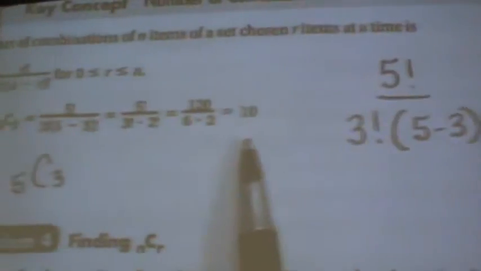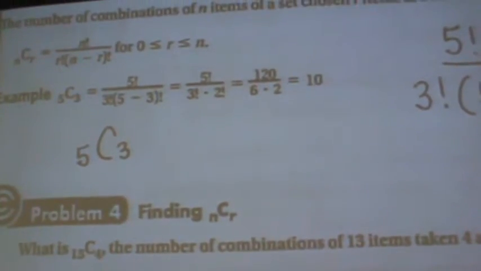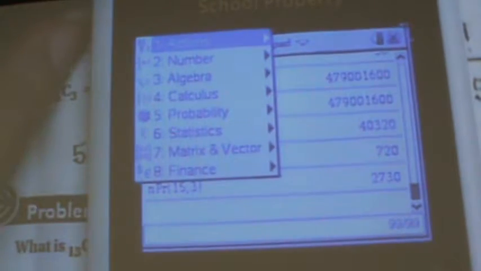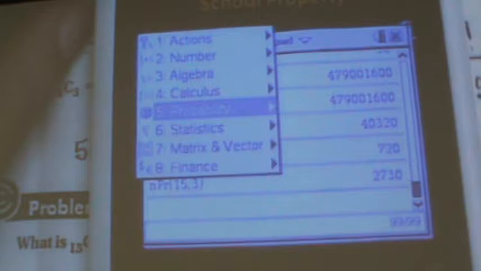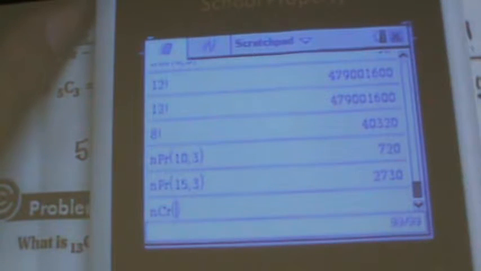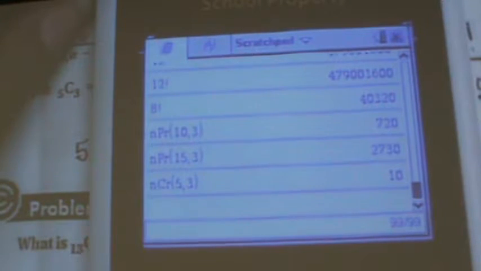Now, how can you get this answer doing it a different way? Well, go to menu, go to probability. I'm going to use combinations now. nCr. 5, comma, taken 3 at a time, and hit enter. And there's your answer, 10.